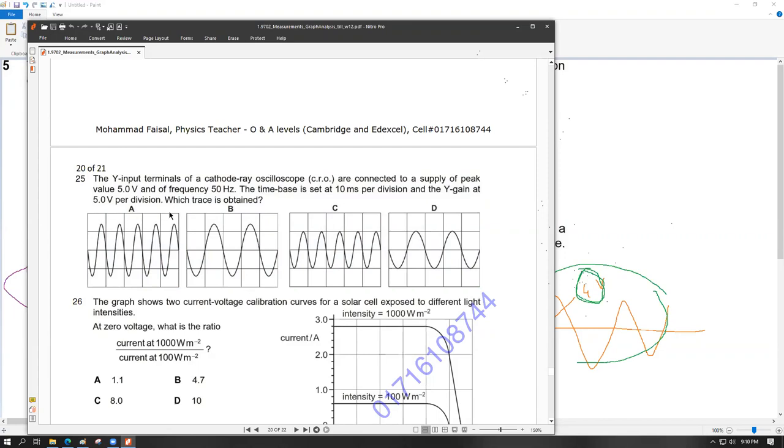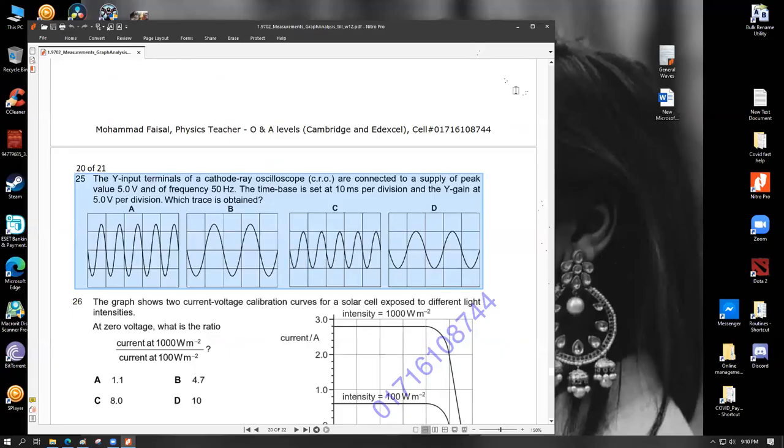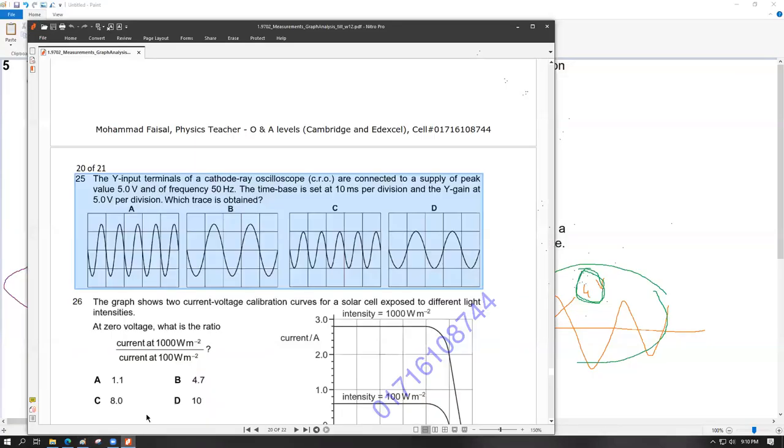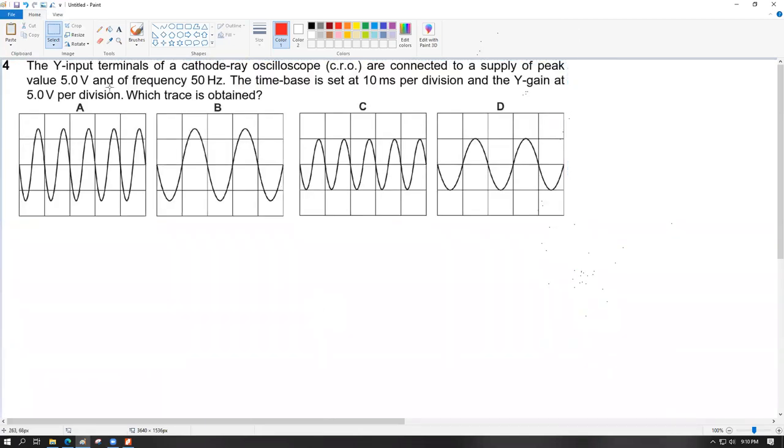First of all, let me take this question out. The question says that it has a peak value of 5 volt. That is the signal. The time base is set at 10 milliseconds per division and the Y gain is set at 5 volt per division. So you are trying to represent a 5 volt input signal with a scale of 5 volt per division on the Y axis. So how many Y axis divisions are you going to take as amplitude?